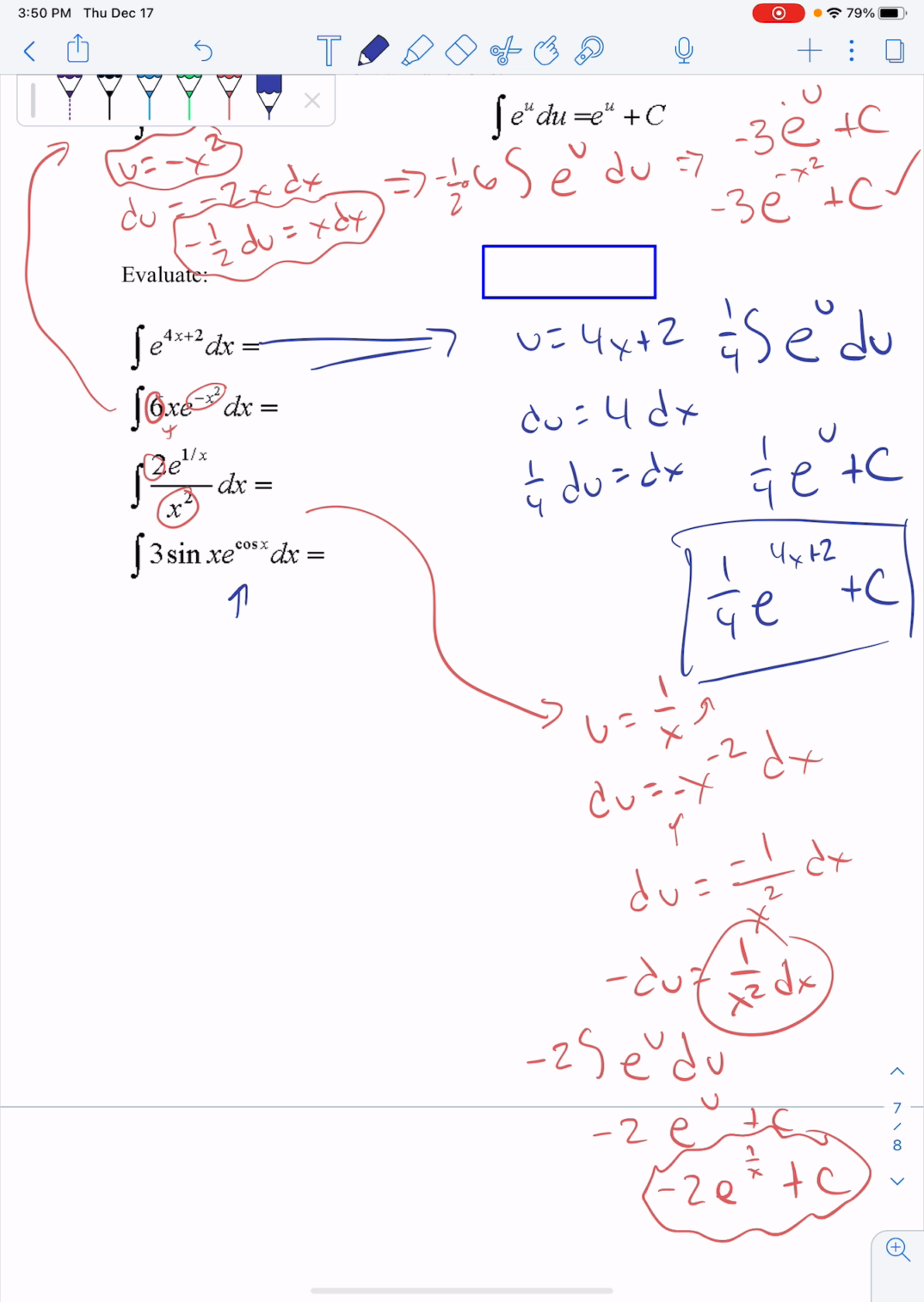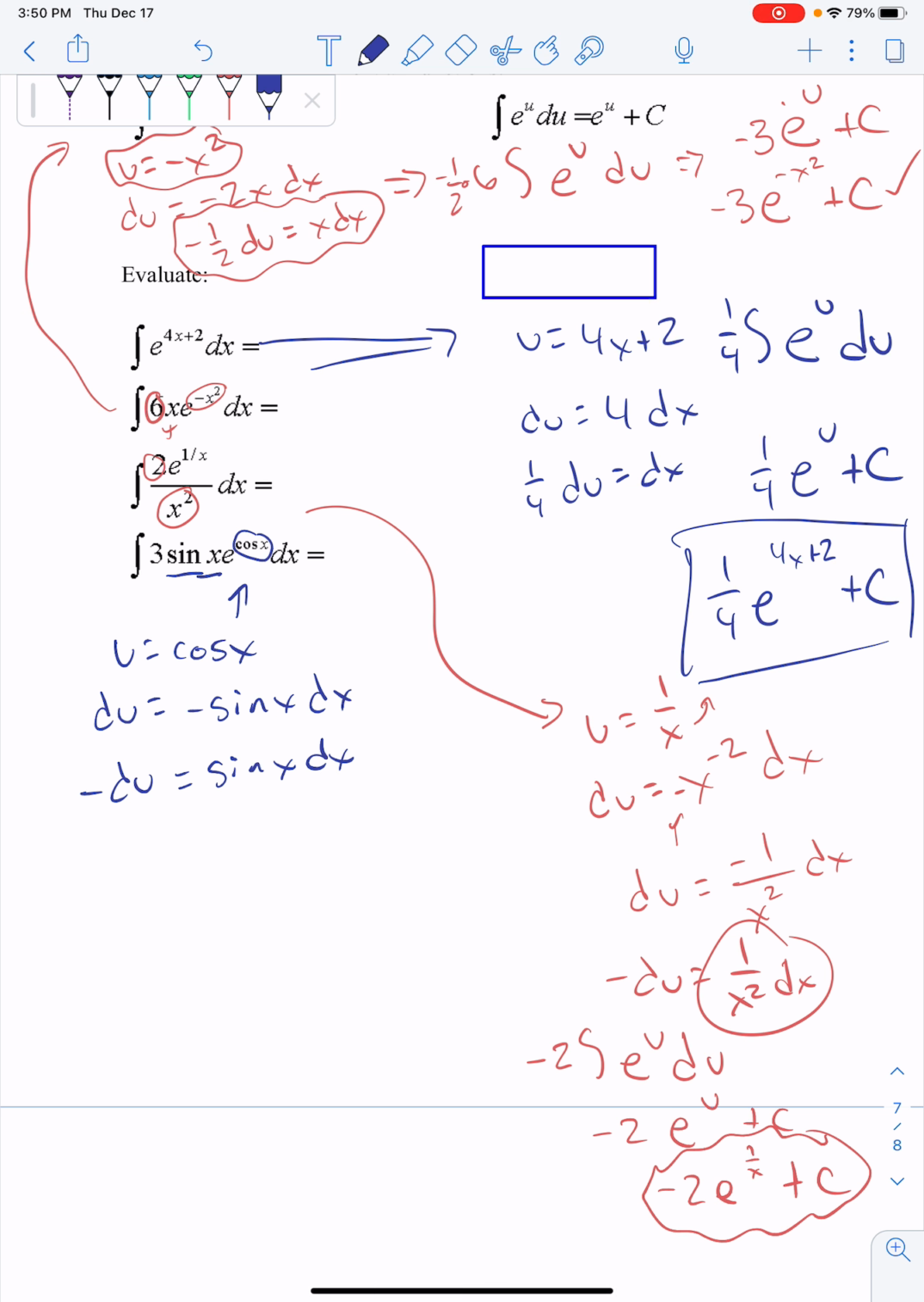Let's look at this one. 3 sine of x e to the cosine of x. I'm going to start with u equals cosine of x, because then du is equal to the negative sine of x dx. So I see a sine of x, I see a cosine up here, the only thing I don't see is the negative. So negative du equals sine of x dx.